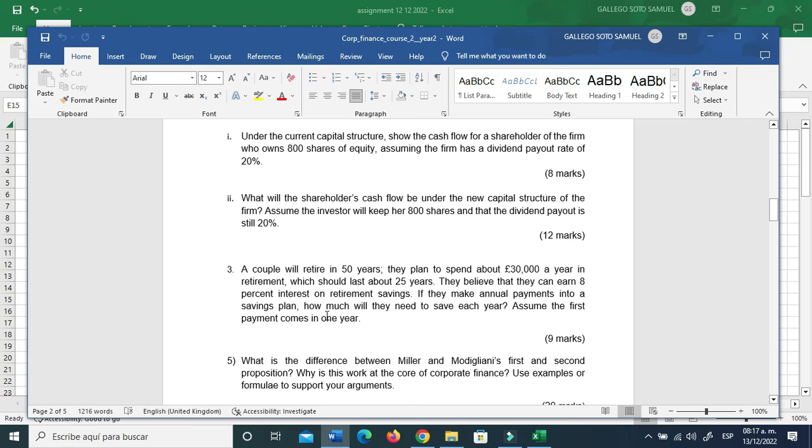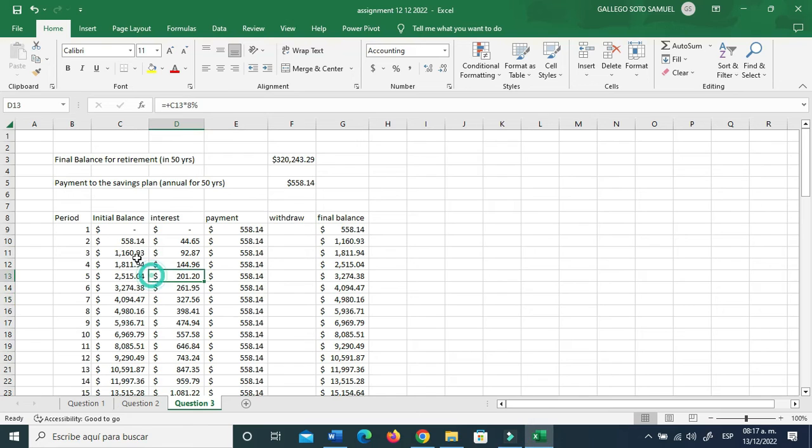So they need to make an annual payment into this plan. So how much do they have to save into this plan at 8% in order to be able to withdraw 25 times £30,000, which is the same as 30,000 pounds every year for 25 years, after this 50-year period of time in which they are going to be saving money?